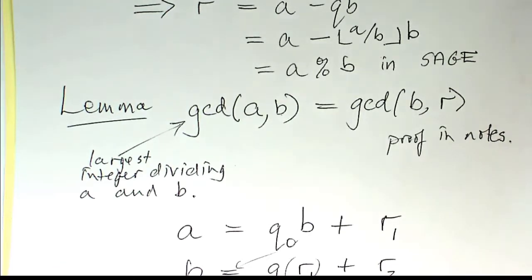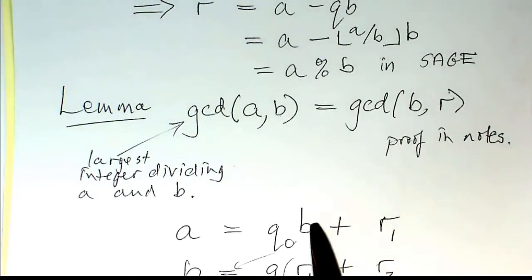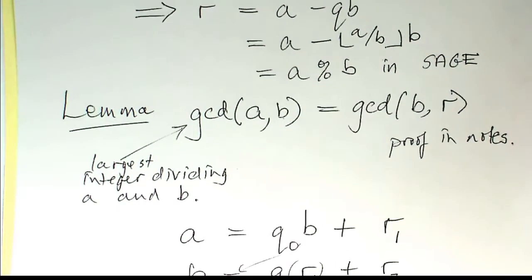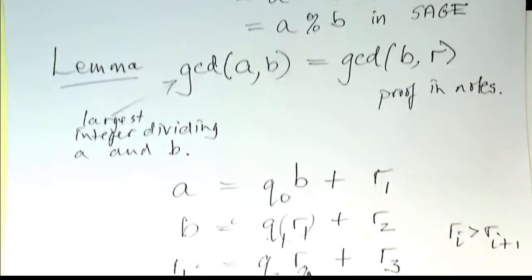And these remainders get less and less, because r1 is strictly less than b, r2 is less than r1, r3 is less than r2. So r(i+1) is always less than r(i). So eventually you get 0.